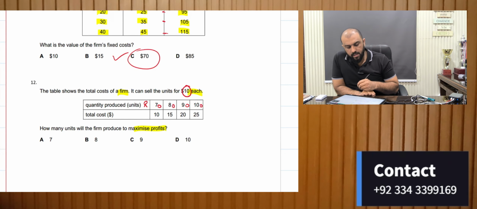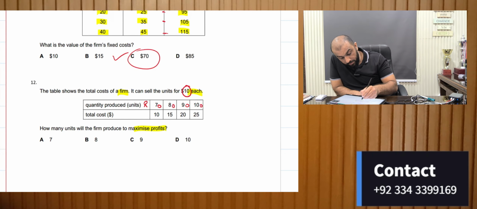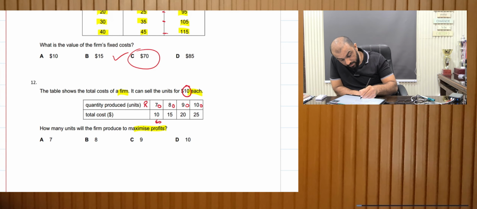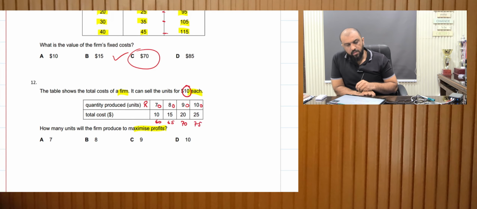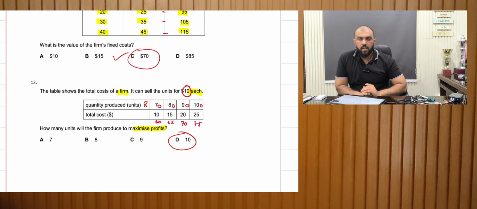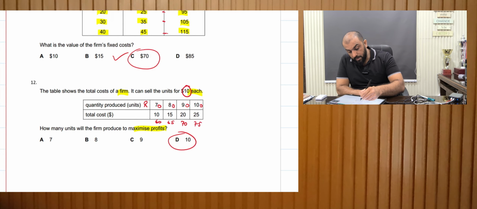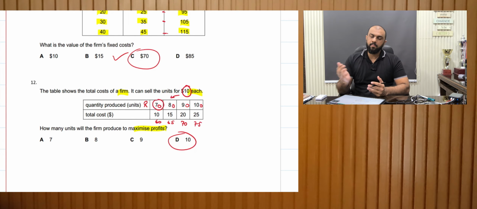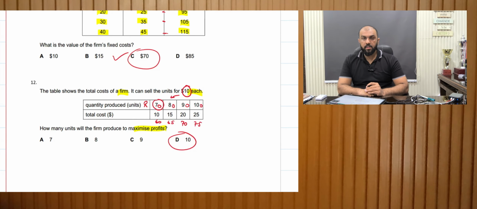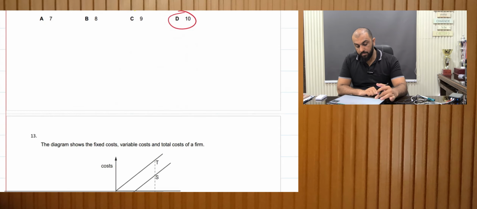Which has the highest profits? So let's calculate the profit. This gives me 60, this gives me 65, this gives me 70, this gives me 75. So D is my right answer. You will have to calculate the profit, right? That's pretty easy. What I did was I multiplied 7 by 10 to get 70. I multiplied 8 by 10 to get 80, right? So that is how I calculated my sales revenue.